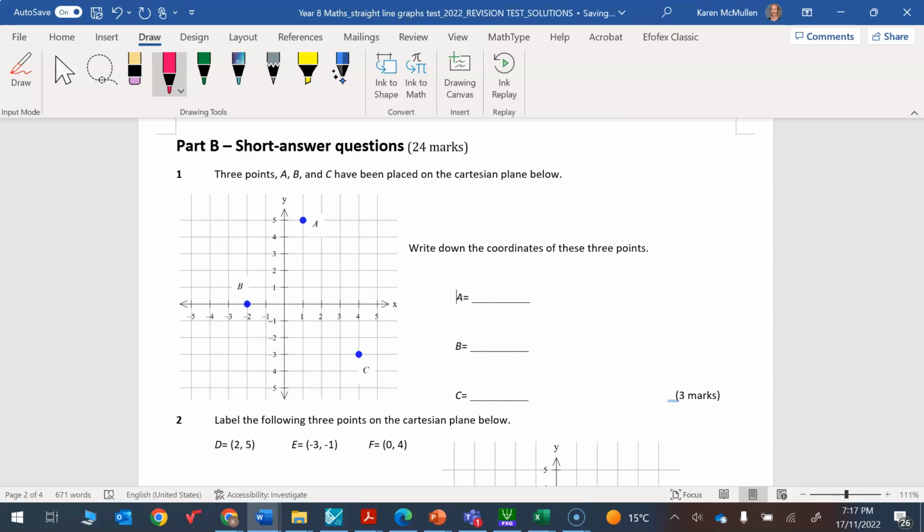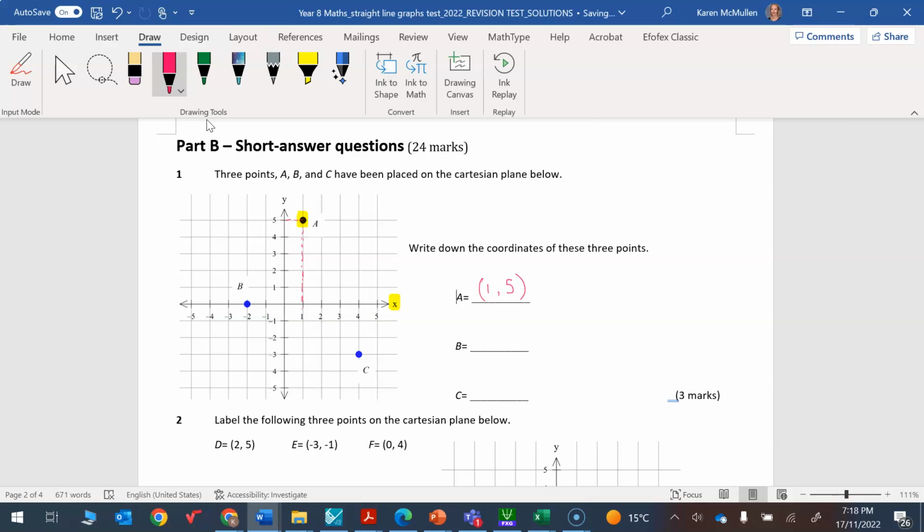All right, so we've got 3 points on this Cartesian plane. Cartesian plane is just a fancy word for this graph or your axis. So we'll start off with A, which is here. Now we always read the x-coordinate first. Your x-coordinate is on the horizontal axis. So if we go up from there or down, whatever you like to do, we can see that our x-coordinate is 1. And then we go across to find our y-coordinate, which is 5.